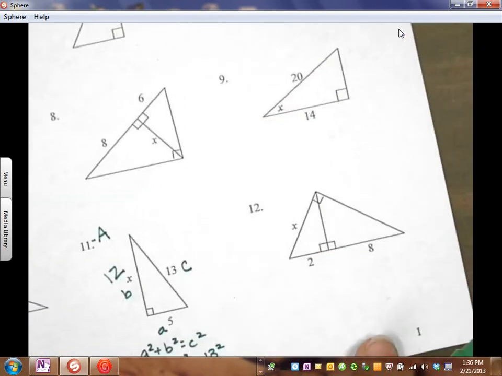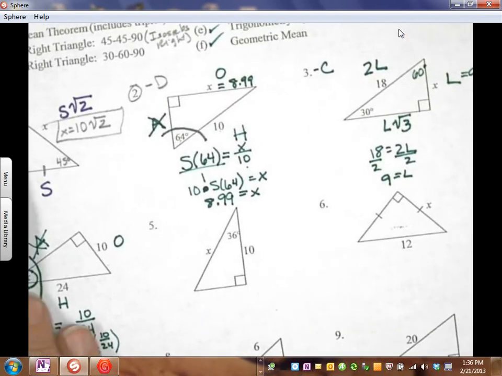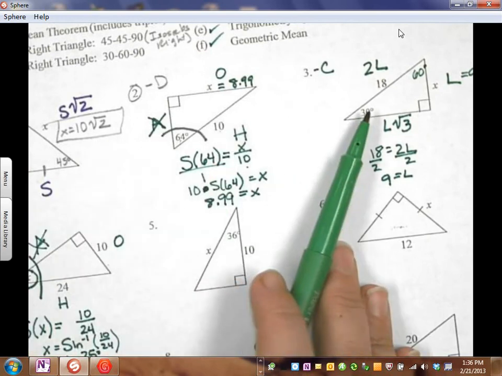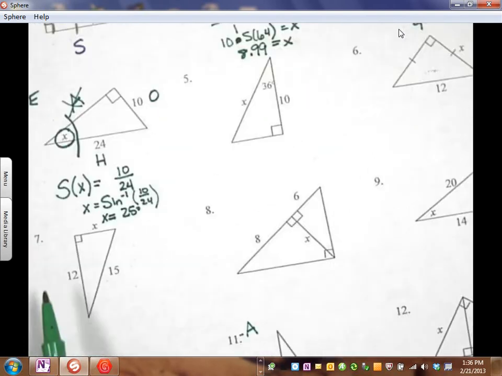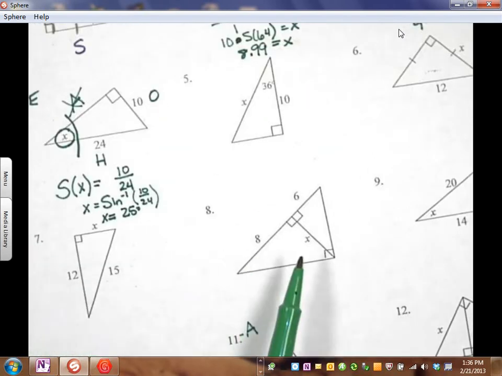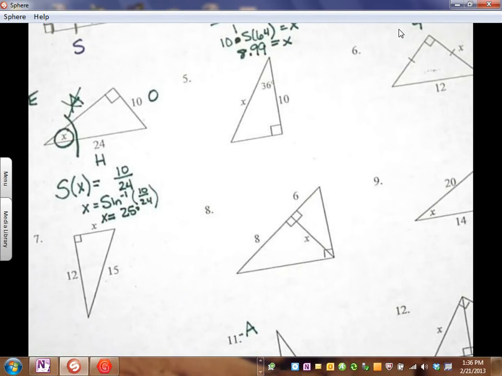Remember, you're always looking for more than one triangle. And when I look across this paper, you see all of these are just one triangle? One triangle, one triangle, one triangle, one triangle, bada-bing, two triangles. So I know when I've got geometric mean, I'm dealing with more than one triangle.